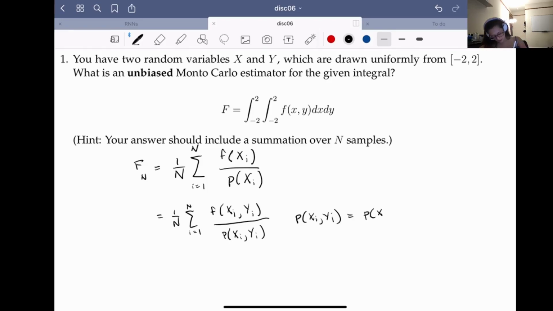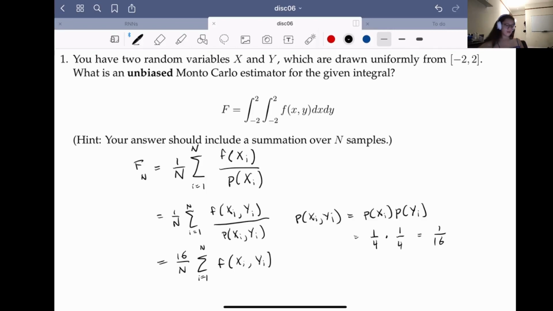And so this will just be p(xi) multiplied by p(yi), and the probability of drawing some value uniformly on this interval is just going to be 1/4 for each of these. So this is going to be 1/16 in total. And then I'm just going to simplify this a little bit. So this will be 16/n, and then we'll just have all of the samples of our function. Alright, and this will be our Monte Carlo estimator.